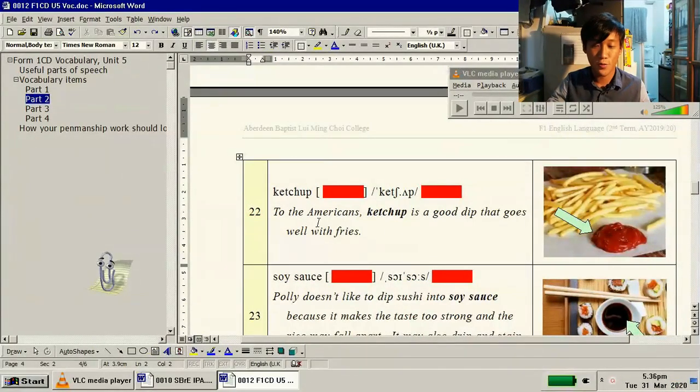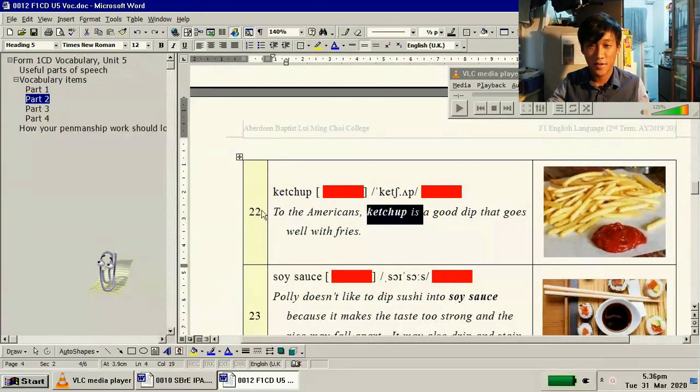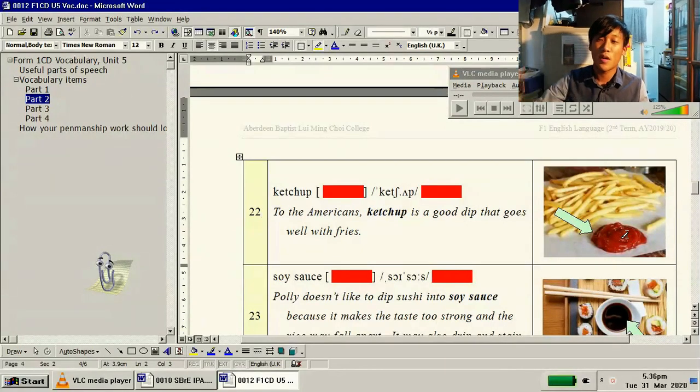Continue. Item 22. Okay, this one, this is a good dip. Oops, I should not highlight this. This is a good dip. Okay, let me show. It has an arrow here, this part of the dish only. So it's a dip, a kind of dip. You see some fries, so you dip the fries into it.